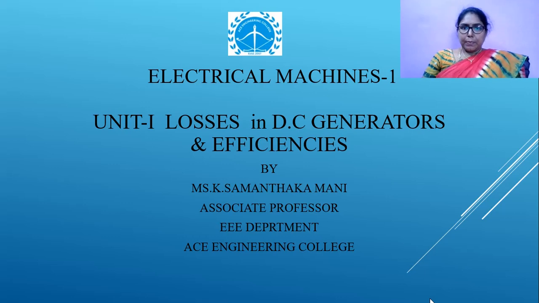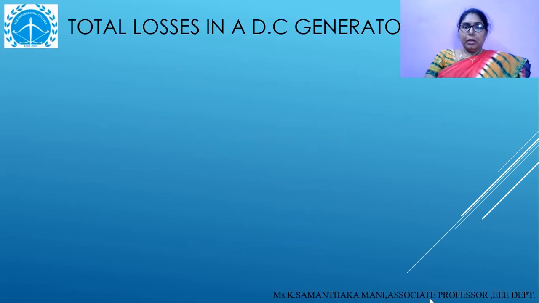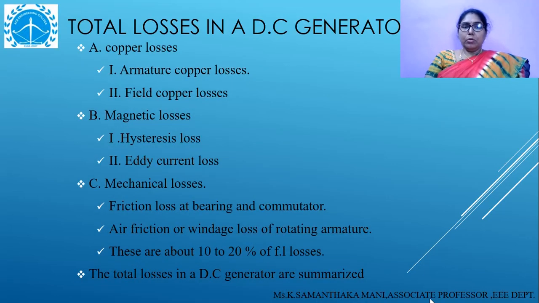Today I would like to explain about the losses in a DC generator and its efficiencies. So, till now we discussed what the different major parts of a DC generator are, constructional details, what the functions of each and every part are, and what materials are used for the different parts of the DC generator, and the working principle and derivation of the EMF equation in the previous classes.